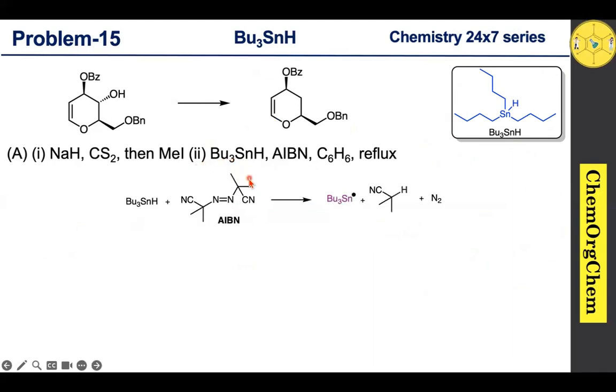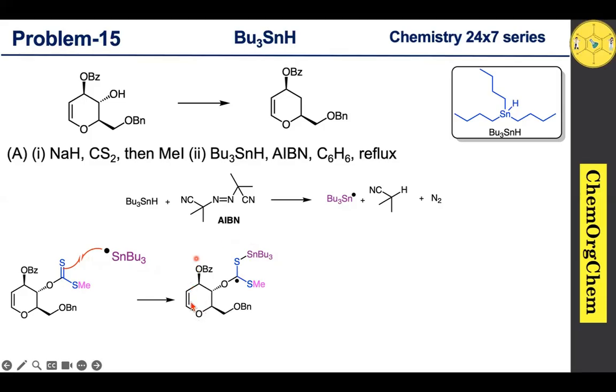When you take the tributyl tin hydride and AIBN, it quickly produces the tributyl tin radical. This tributyl tin radical reacts with xanthate. Now you see this carbon-sulfur pi bond, one of its electrons and this tributyl tin radical both react together, which produces this corresponding carbon-centered radical intermediate.